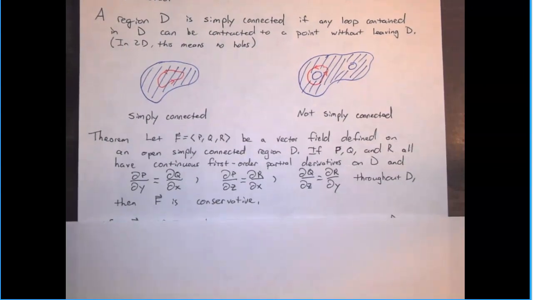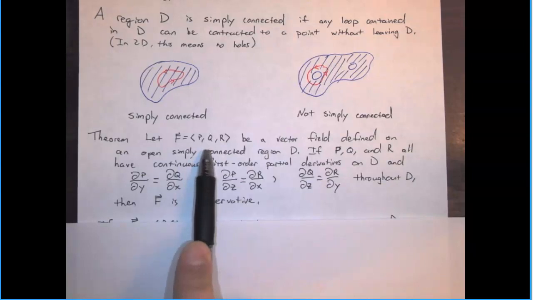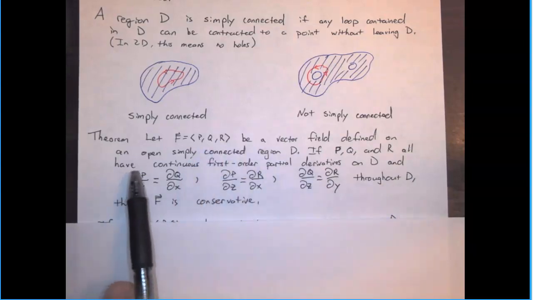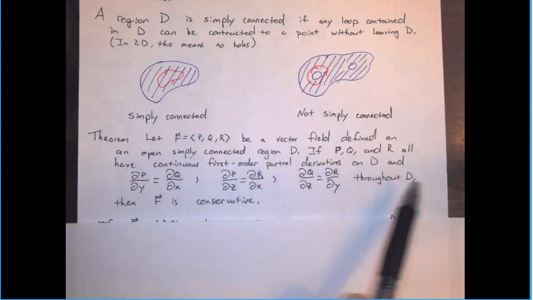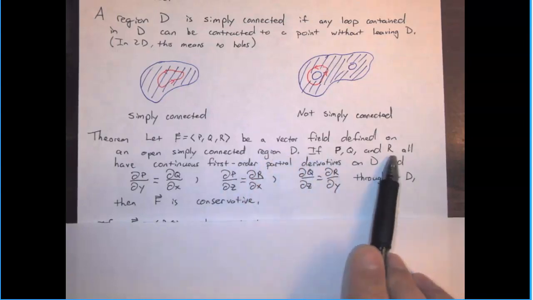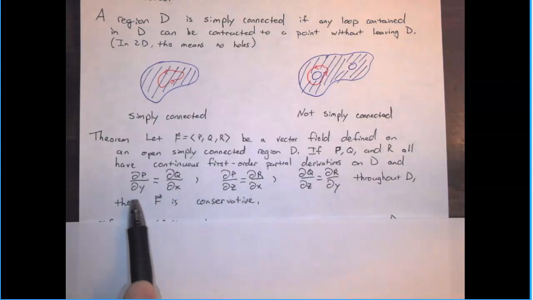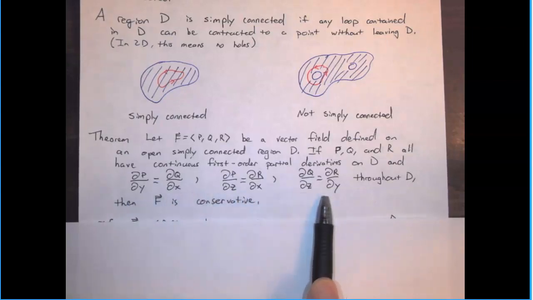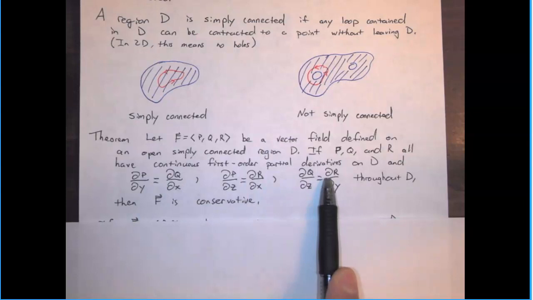So now we finally get to answer our question with this theorem. Let F be a 3-dimensional vector field defined on an open, simply connected region D. If the components of that vector field all have continuous first-order partial derivatives on D, and these 3 relationships hold, these are the 3 relationships we talked about earlier, throughout D, then F is conservative. So we know if F is conservative and has continuous partial derivatives, then these 3 relationships hold.